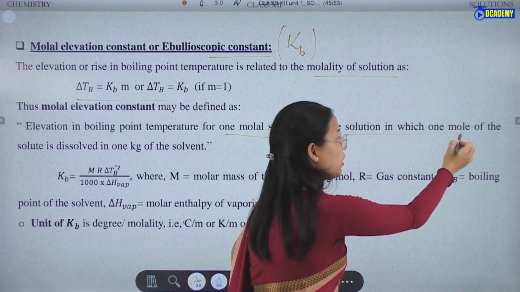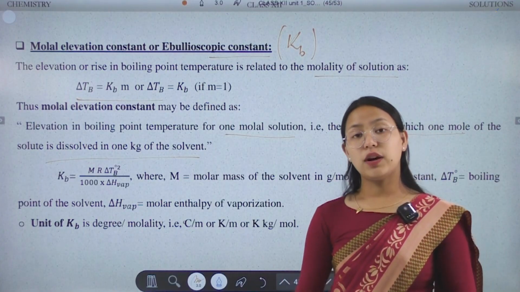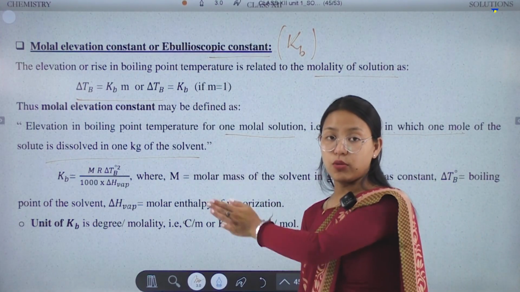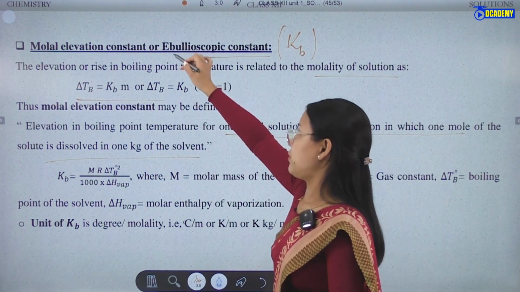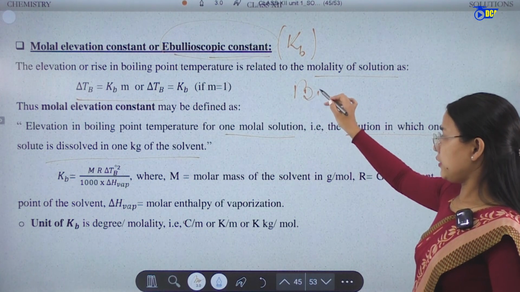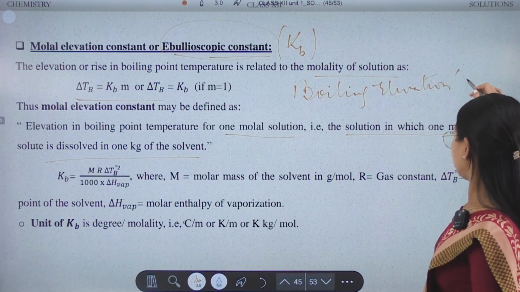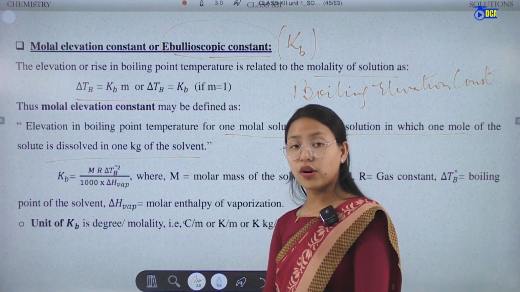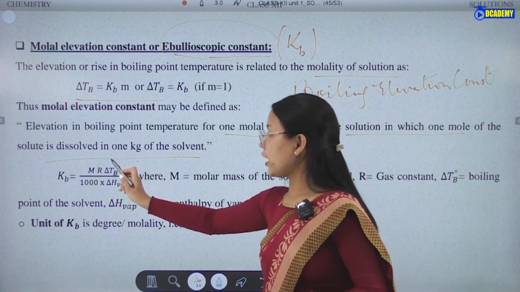That is, the solution in which 1 mole of solute is dissolved in 1 kg of solvent. The elevation in boiling point for such a solution is the molar elevation constant, also called the boiling elevation constant or ebullioscopic constant, KB.